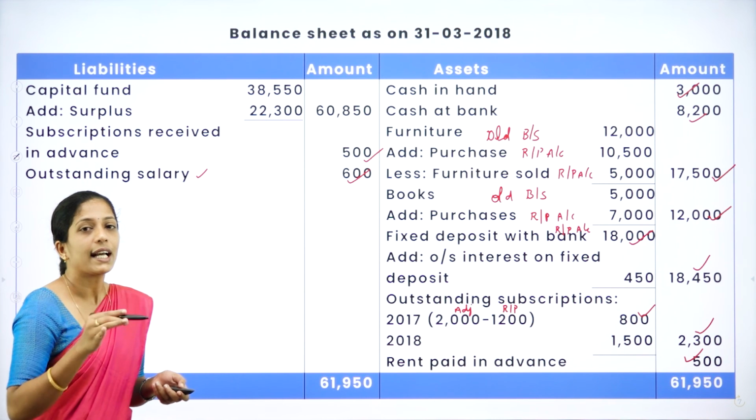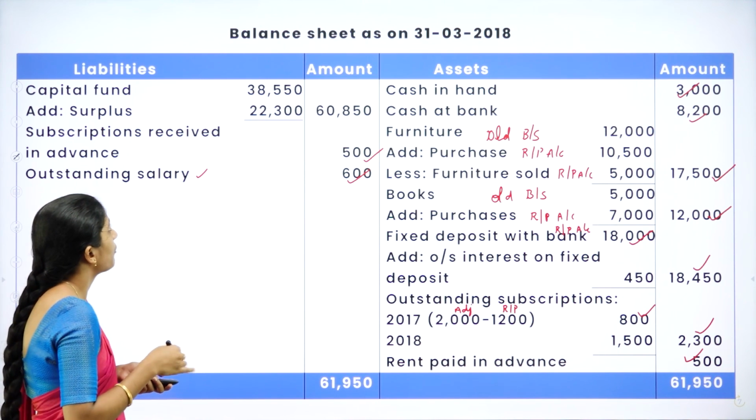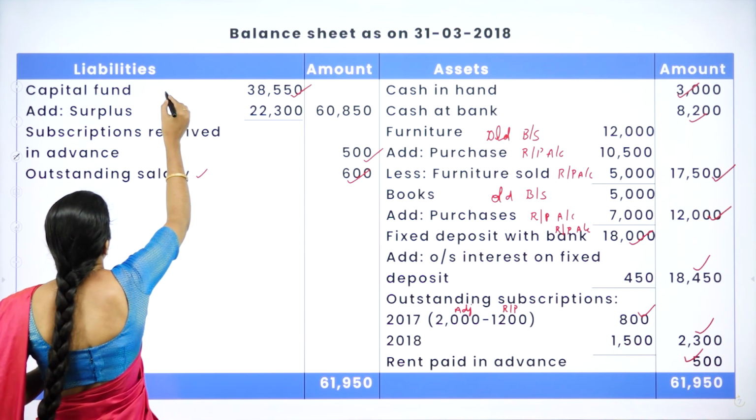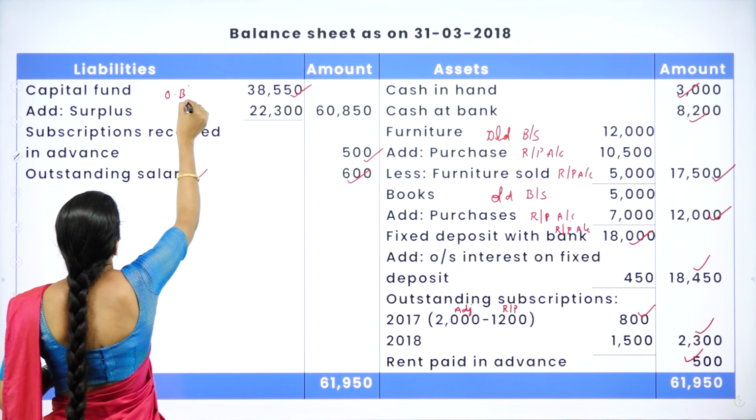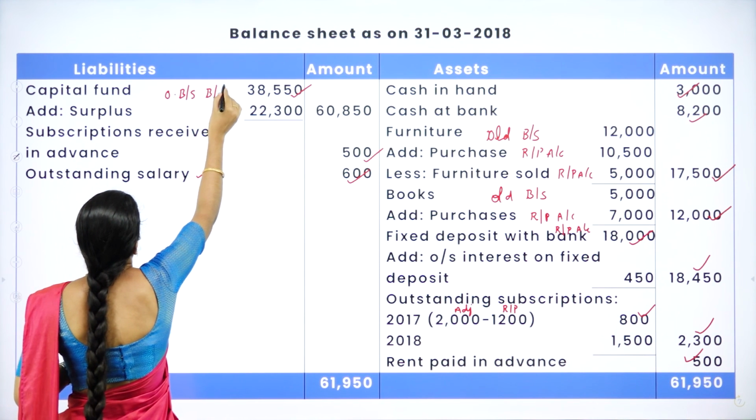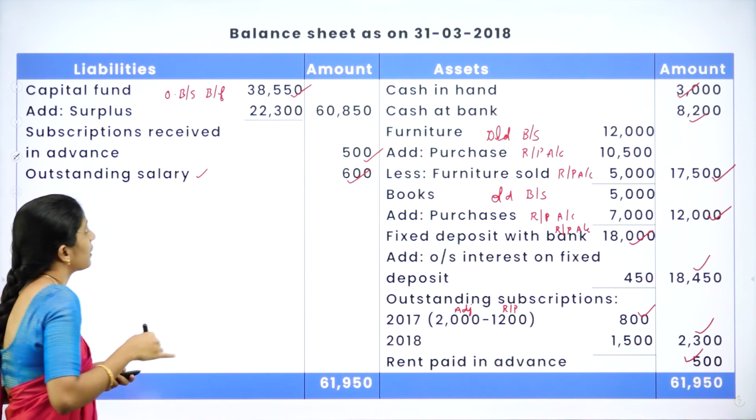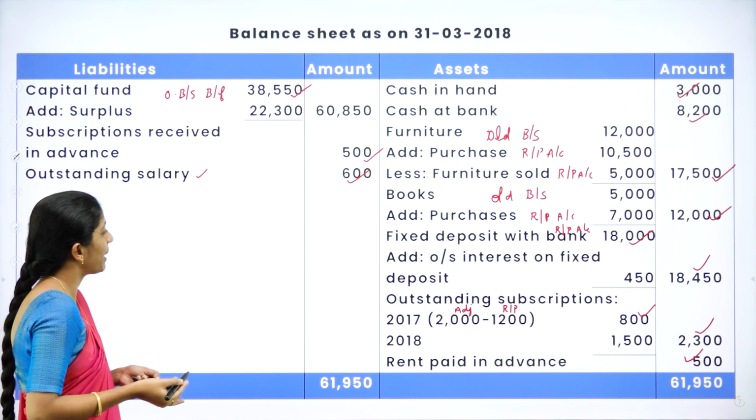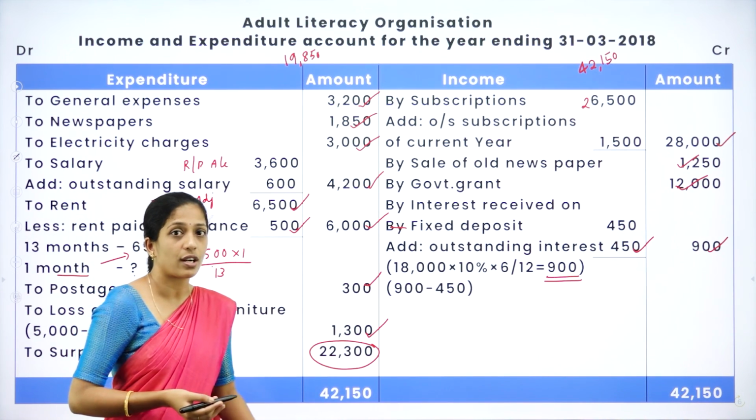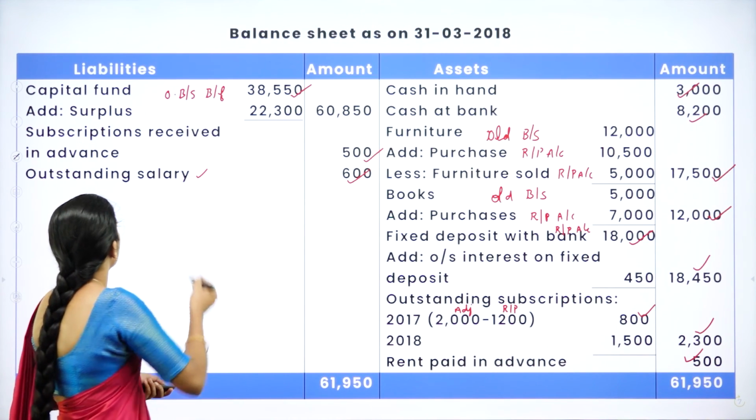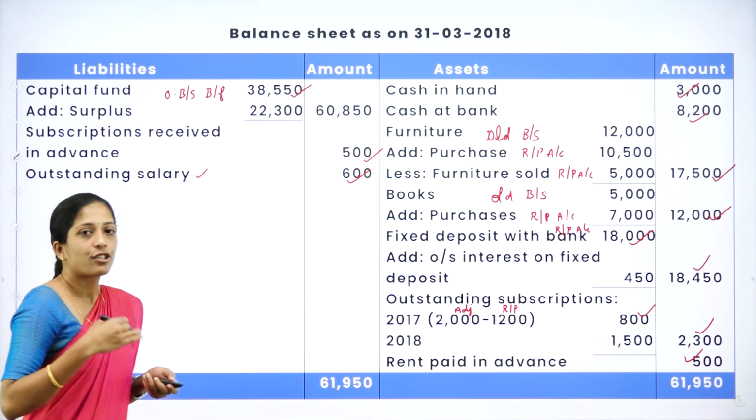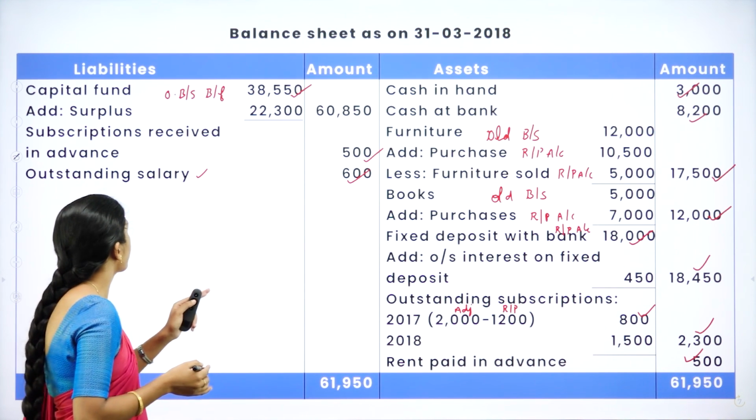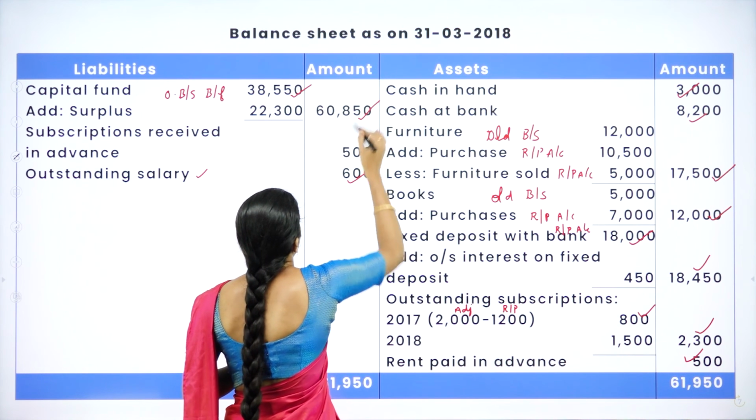Next we have to record the capital fund. So how much capital fund we got in the opening balance sheet? The balancing figure, that is 38,550. So opening balance sheet, balancing figure is how much? 38,550. Add surplus. Surplus how much? When we prepared income and expenditure account, we got surplus 22,300. So we have to add that. There is no life membership fees or donations or legacies. So only two items. So when you add, you will get 60,850.